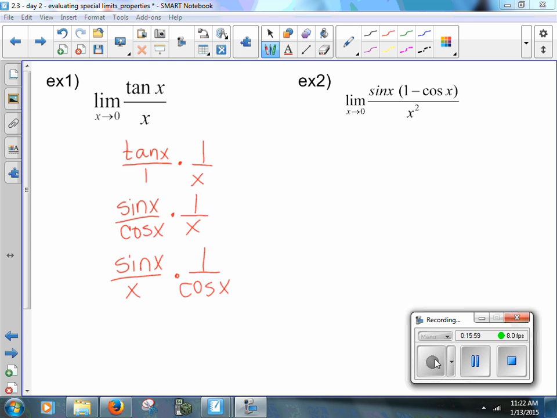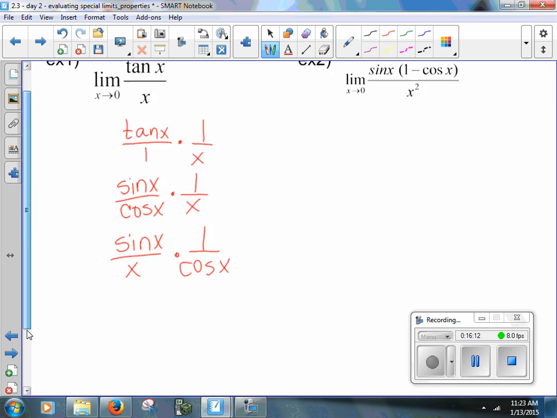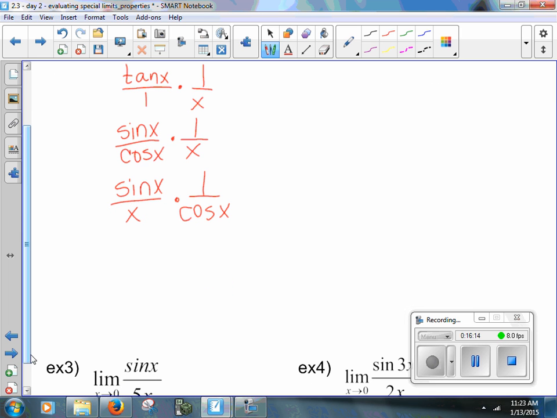So, why did I do that? So that you can do your special limit properties. Do I have it set up now where I can use the special limit of sine x over x? Yes, one. What do you think I'm going to do? Hold on. What will allow me to change this to 1? What am I really doing? I'm finding the limit of each of these.